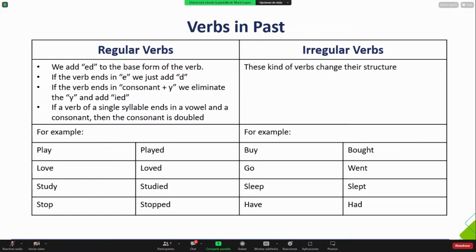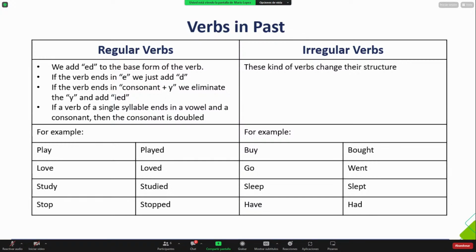And with irregular verbs, it is totally different to regular verbs. Irregular verbs, at the time we change it into past, the verb changes totally its structure. O sea, a la hora de cambiar el verbo irregular a pasado, este cambia su estructura completamente.